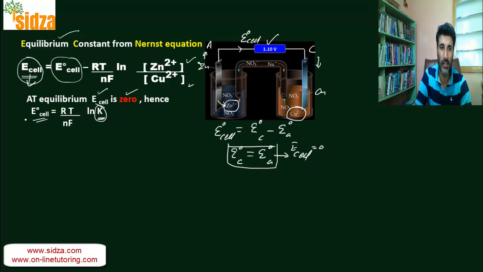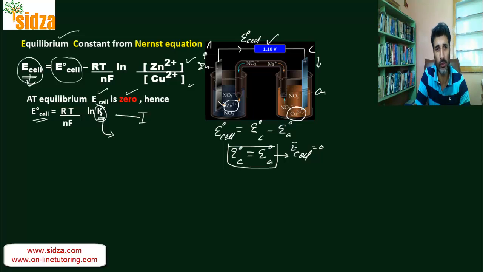So this is the EMF of the cell. It means that from this equation you can find the equilibrium constant of a particular redox reaction from the standard EMF of the cell. If you know the E0 of the cell, you have RT by nF. R is the constant, T is the temperature at which the cell works, normally room temperature, 25 degrees Celsius, F is Faraday's constant, and n is the number of electrons transferred in that reaction.